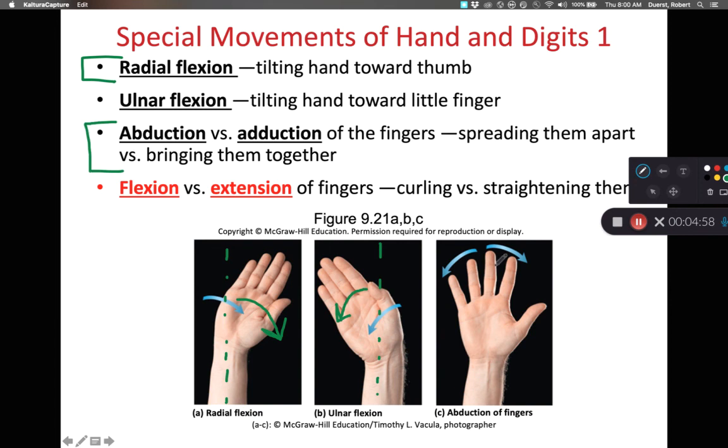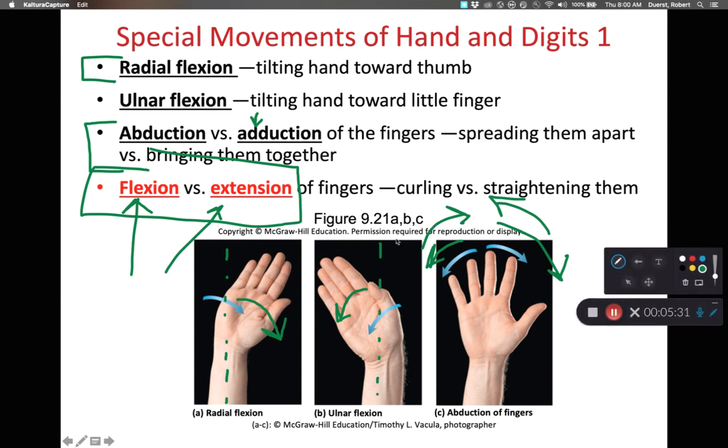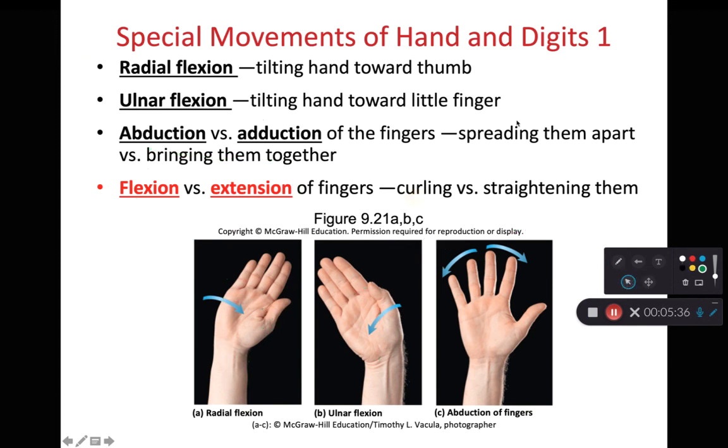And then notice abduction and adduction of the fingers. To adduct the fingers, we bring them together. And then to abduct the fingers, we bring them apart. So going apart is abduction. And then we can have flexion and extension of the fingers. To flex the fingers, we curl them up to make a fist. To extend the fingers, we make them straightened out. And every once in a while, typically with younger children that have looser ligaments and tendons, they can even hyperextend their fingers. But that usually will go away by the time they reach adulthood.